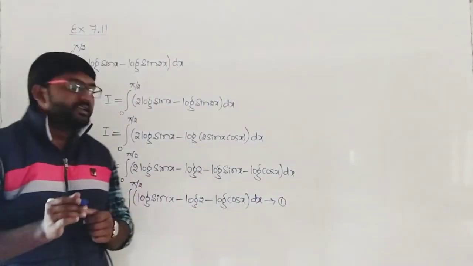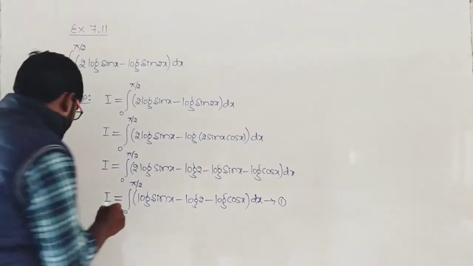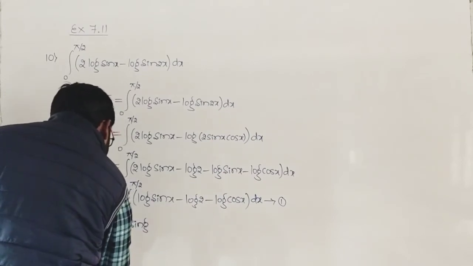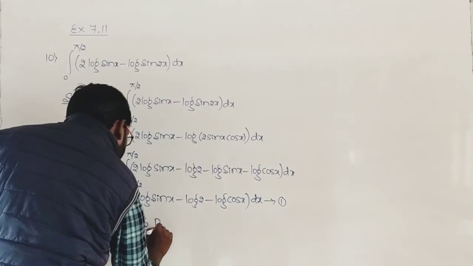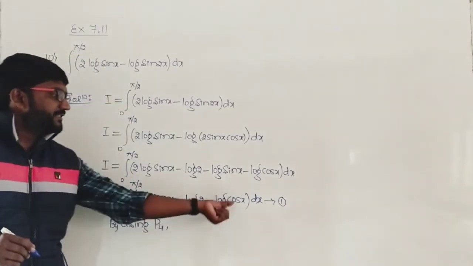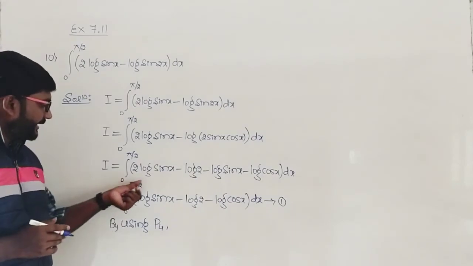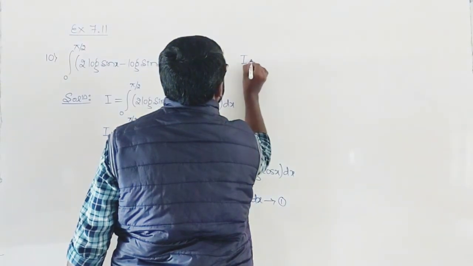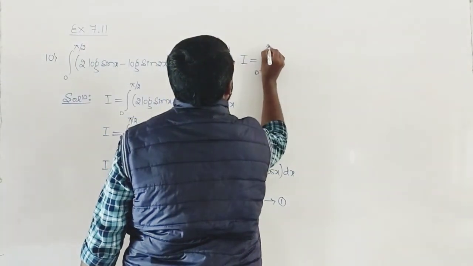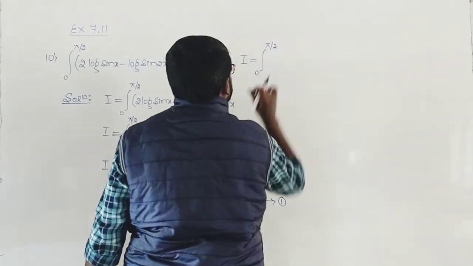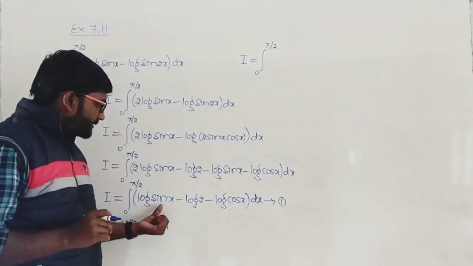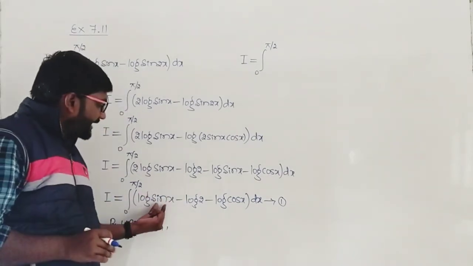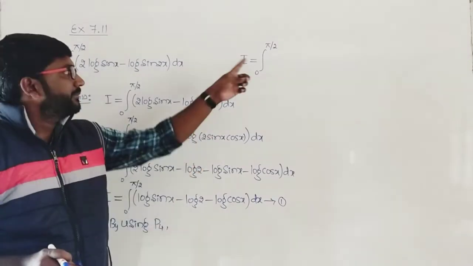For this equation 1, we have to make use of property P4. So using P4, f of x can be written as f of a minus x. So here the value of a is pi by 2. Let us do that now. I is equal to the integral from 0 to pi by 2, see here, log sin x becomes a minus x, that is pi by 2 minus x. So sin of pi by 2 minus x will be cos x, that I will be writing directly.